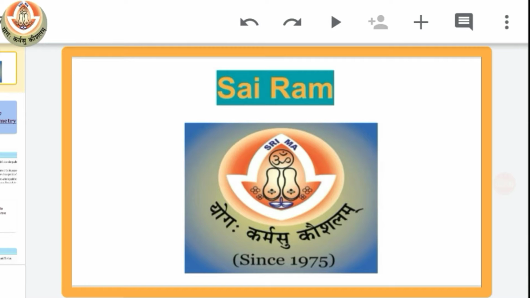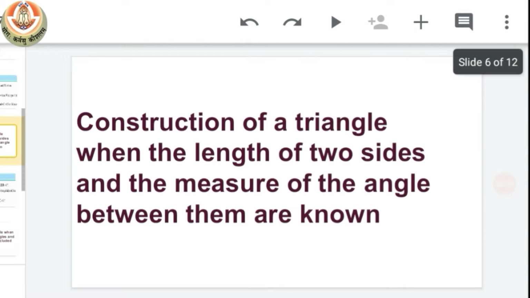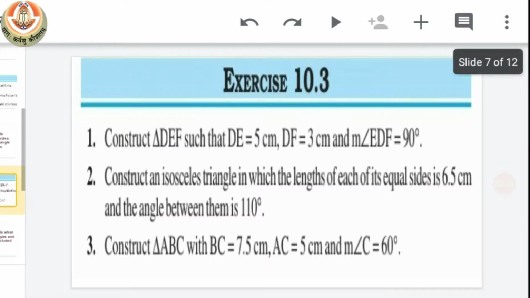So class, as we were in our chapter practical geometry, today we will do our next exercise, which is based on construction of a triangle when the length of two sides and the measure of the angle in between them are known. So let's start our exercise 10.3.